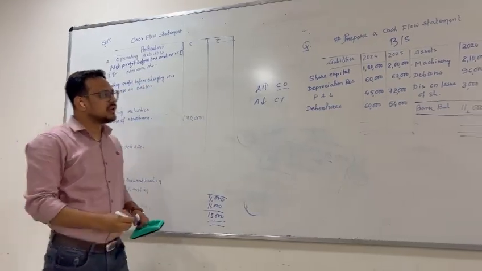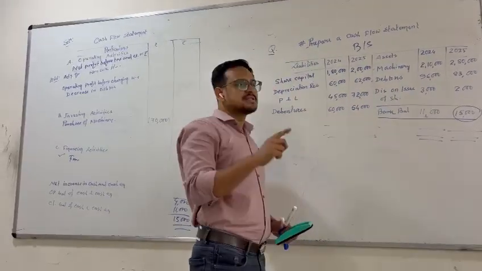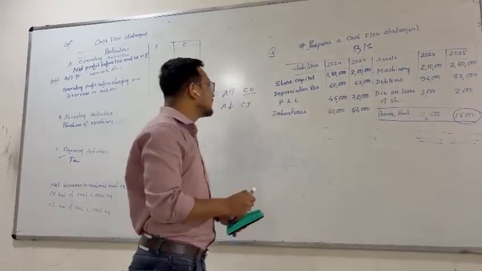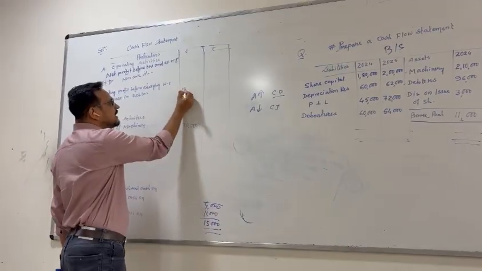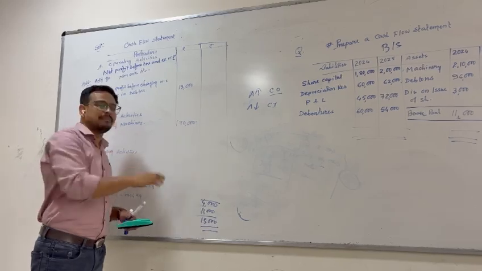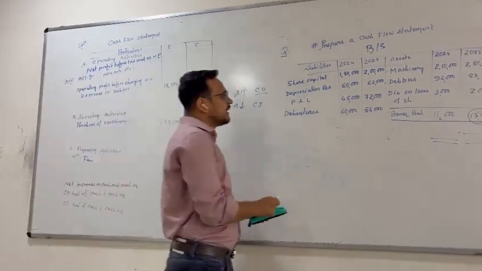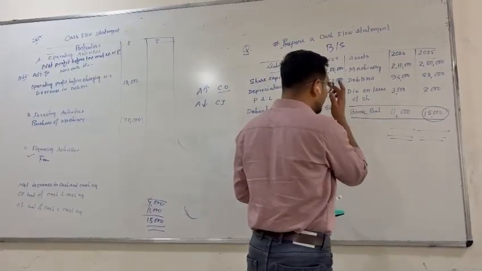Now, what is the change? 96 to 83, it means 13,000. So 13,000 is our inflow. That's why positive balance, not within bracket. Clear? Acha.